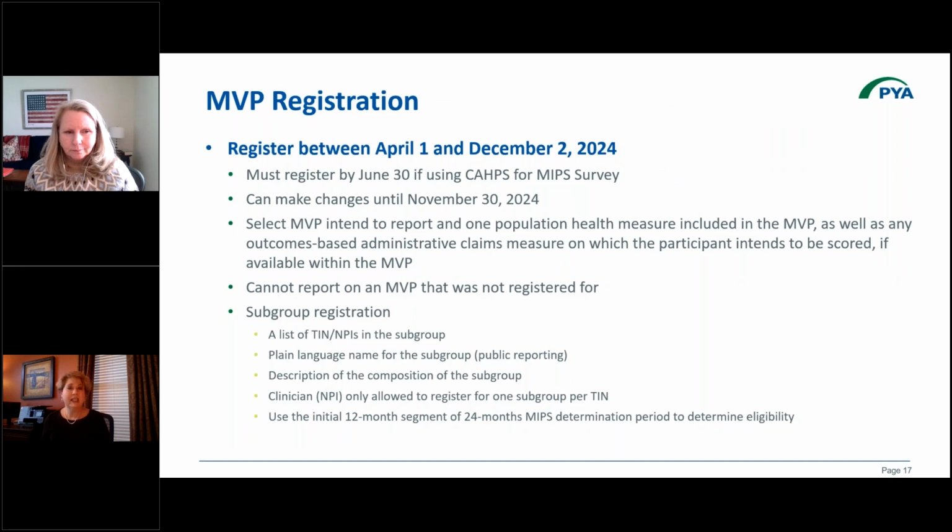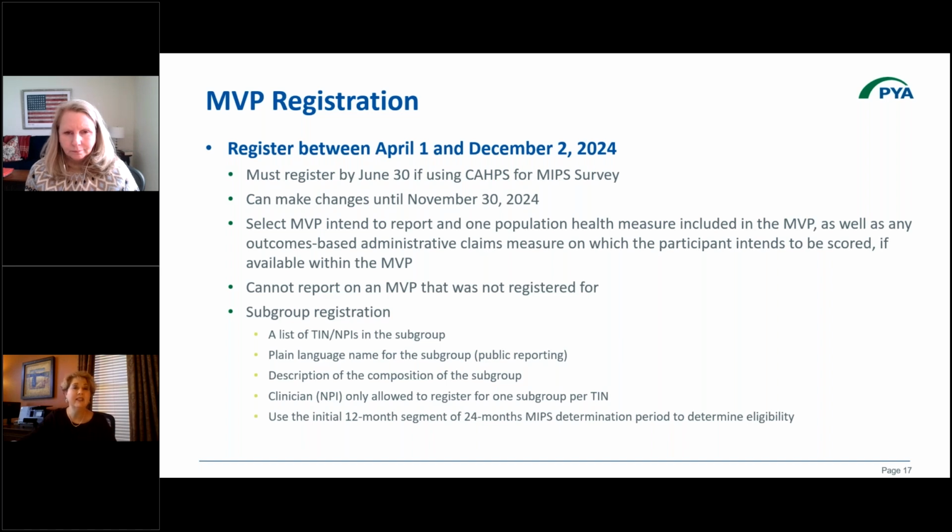Because it is voluntary registration right now, you have to affirmatively go in and register for your group if you are interested in reporting via MVP. You can register between April 1st and December 2nd of 2024. If your group is going to use CAPS for MIPS surveys, then you must register by June 30th in order to access the CAPS for MIPS. So the limitation is more related to accessing the survey and registering for the survey than CMS.